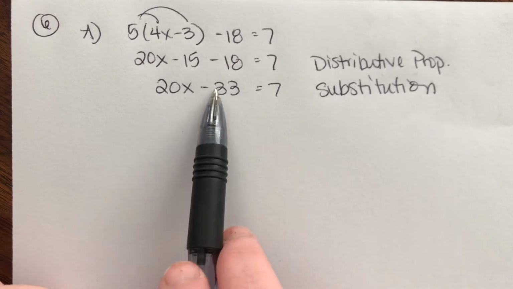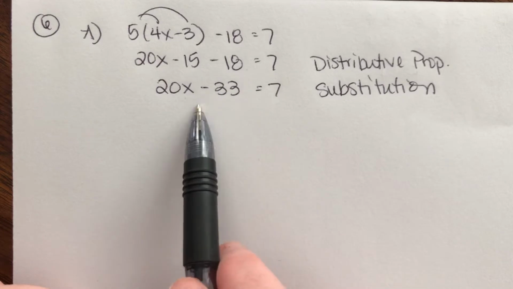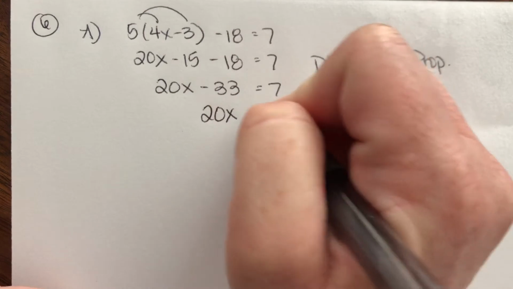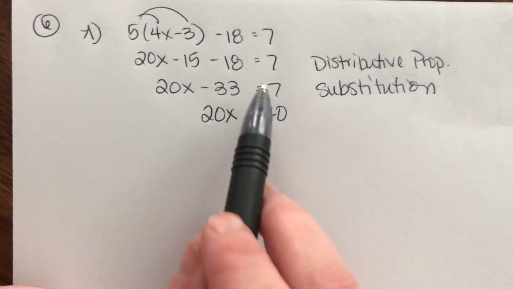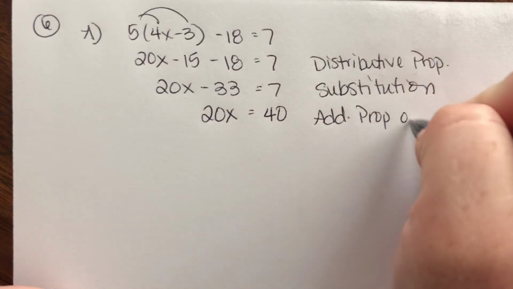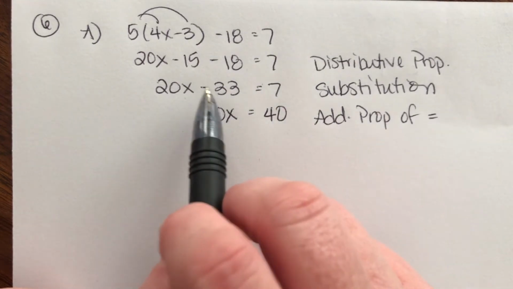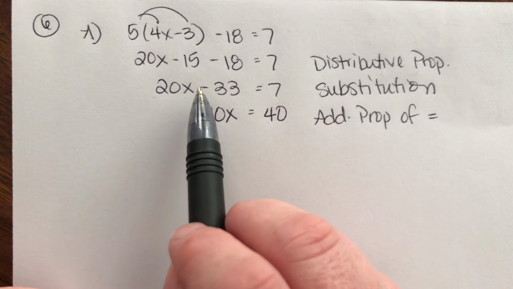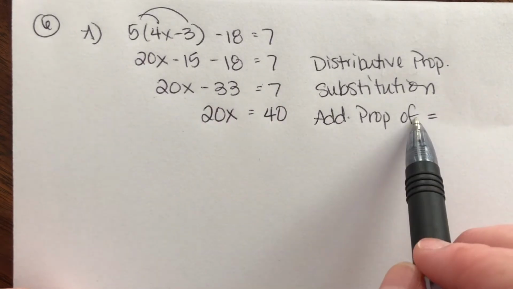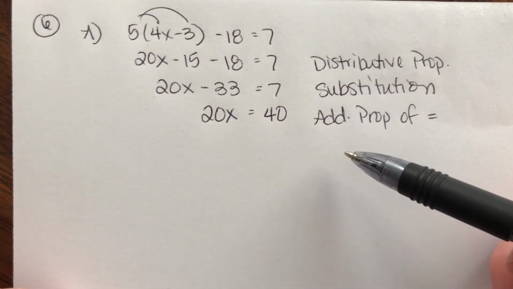All right, next I want to get x by itself. So I'm going to add 33 to both sides. I'm going to add 33 here. So when I add 33 here, it's going to go away. When I add 33 here, it's going to become 40. So 20x equals 40. How did I get from here to here? The addition property of equality. Whatever I added on one side, I added to the other. Now, you could write out that step. I could write 20x minus 33 plus 33 equals 7 plus 33. And that would be the addition property. And then when I simplify in this step, that step would be the substitution, right?